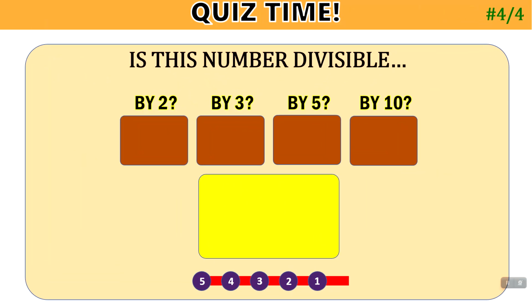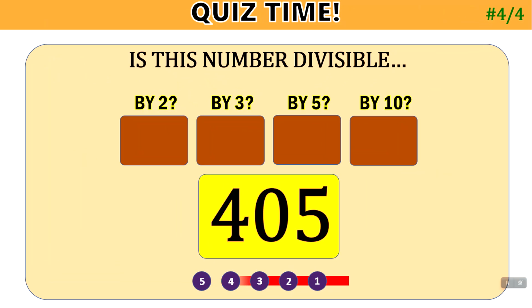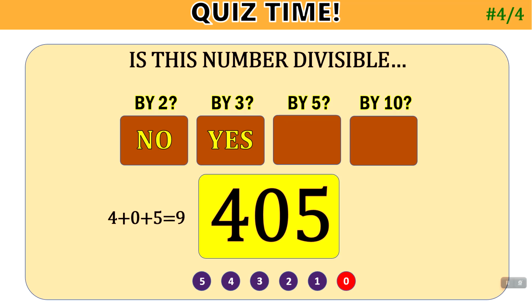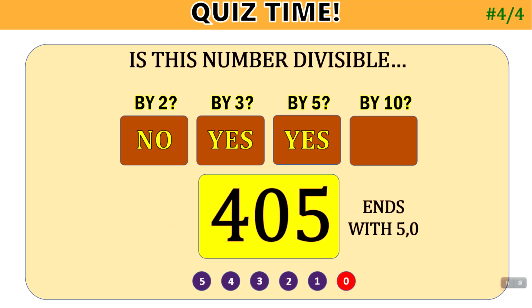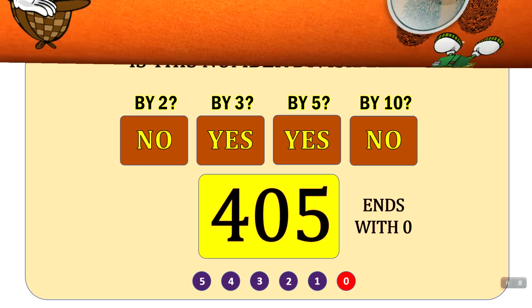And last question. Is this number divisible by 2, 3, 5, or 10? 405. Time's up. By 2? No, because 405 is odd. By 3? Yes, because if we add 4 plus 0 plus 5, we get 9, and 9 is divisible by 3, so 405 is divisible by 3. What about by 5? Yes, because it ends with a 5. What about by 10? No, because it does not end with 0.